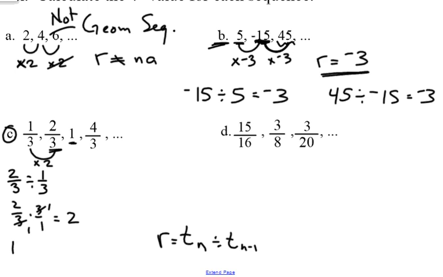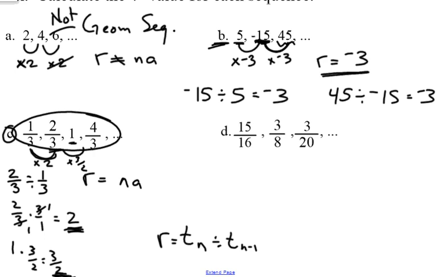Now I have term 3, the 1, and I'm dividing by 2/3, which is the same as multiplying by the reciprocal. So in that case, 1 divided by 2/3, which is times 3/2. 1 times 3/2 is 3/2. Look at that. The R value doesn't exist. Not applicable, because I have an R value of 2 here, but I have an R value of 3/2 there. So this one is not a geometric sequence either, because the R value is not consistent.